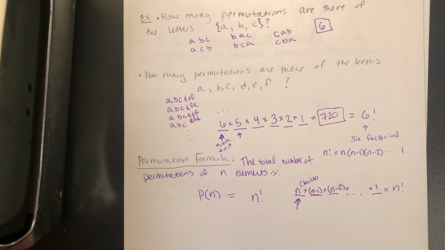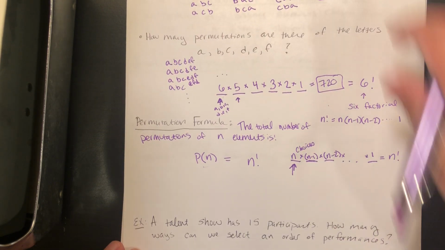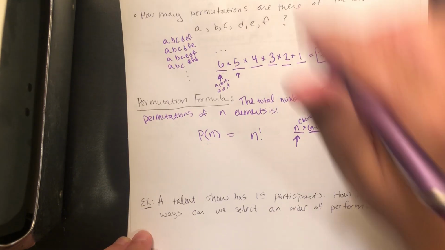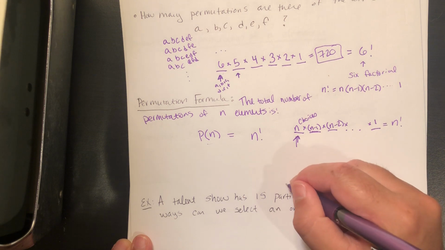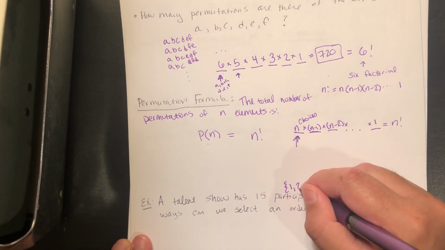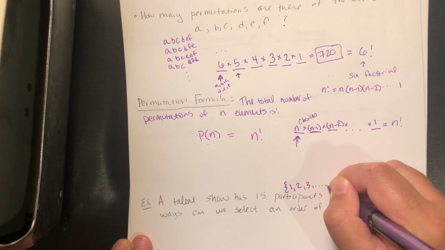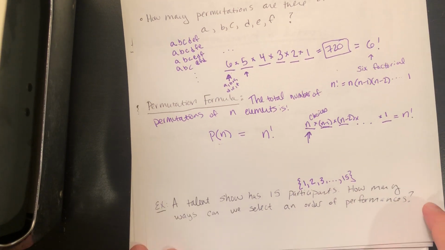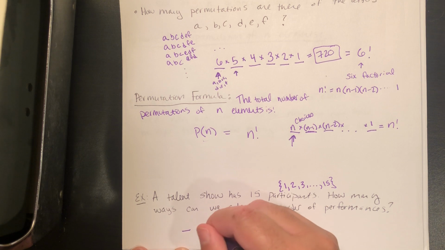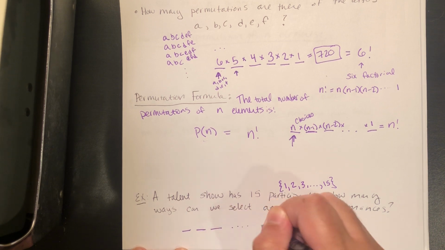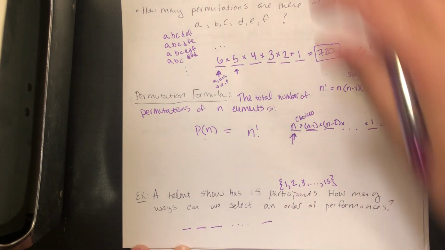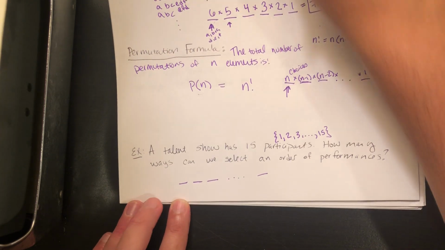So let's look at another example. A talent show has 15 participants. How many ways can we select an order of performances? Well, you've got your 15 people. I'm going to not so kindly call them person 1, person 2, person 3, all the way to person 15. They're not numbers, they're people, but I don't know their names. And so essentially what we're doing is we're choosing a lineup here. We're saying this is the first performer, this is going to be the second performer, the third, all the way to the end.